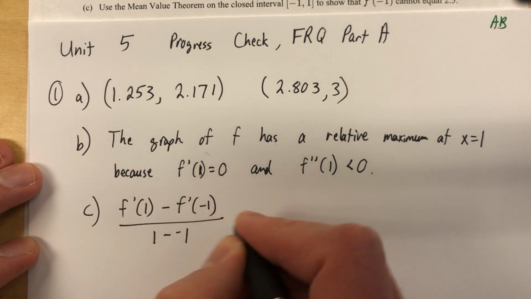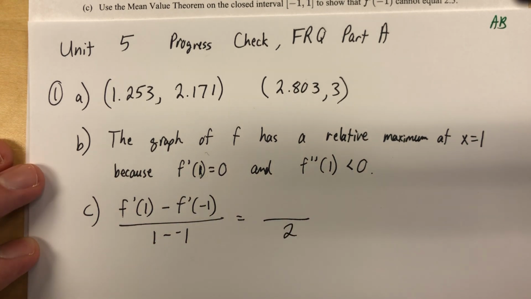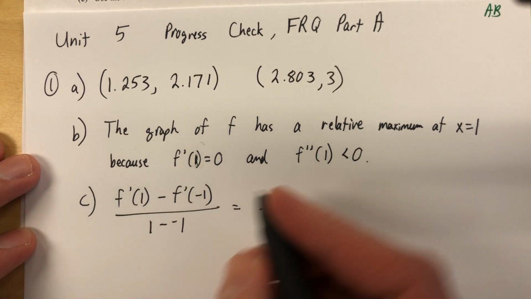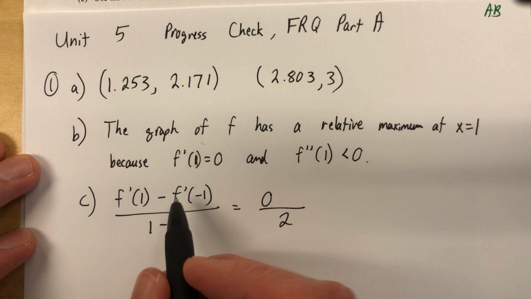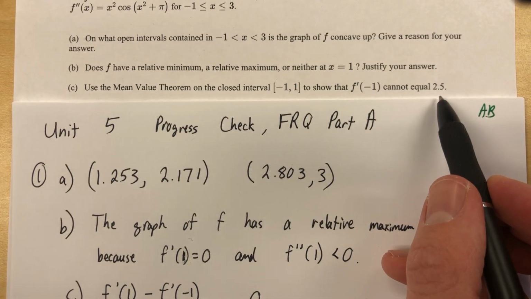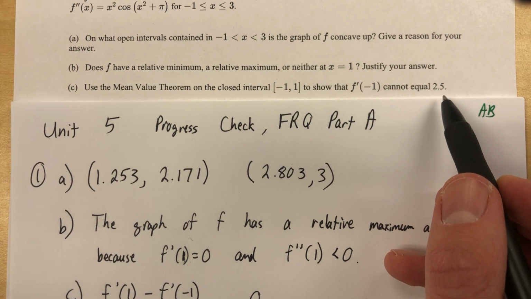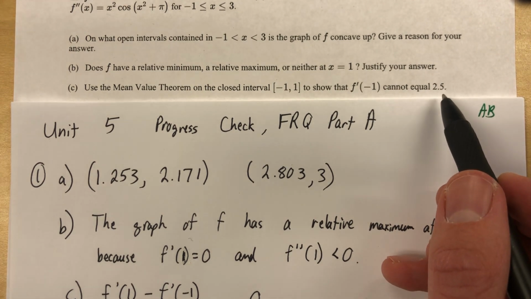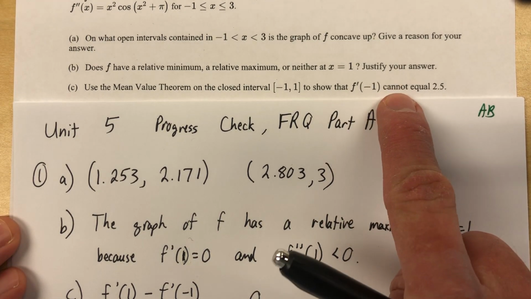1 minus -1. We obviously have a 2 in the denominator. F prime of 1 is 0, they told us. F prime of -1 is not 2.5, but we're going to go with it. Well, if it's not, why are you going to go with it? Because in a minute, we're going to hit a roadblock and say, oh, wait, no, it can't. And that's what they want us to do.